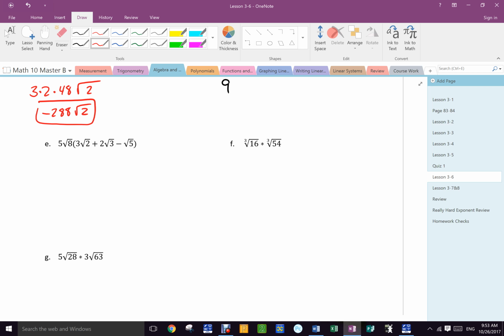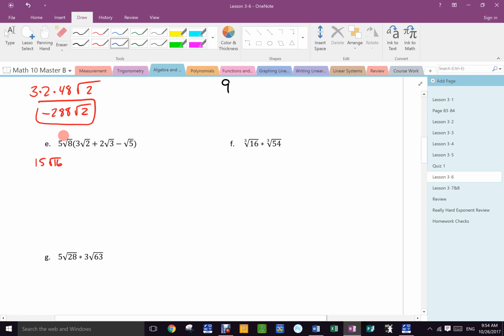So what am I doing here? I'm doing that. This first one, and I'll draw it with a red arrow, goes here. What do I do with the coefficients? Multiply. So what do I get? 15 root. What do I do with the radicands? Multiply. So what do I get? 16. Everybody cool? Okay. I'm going to erase that.